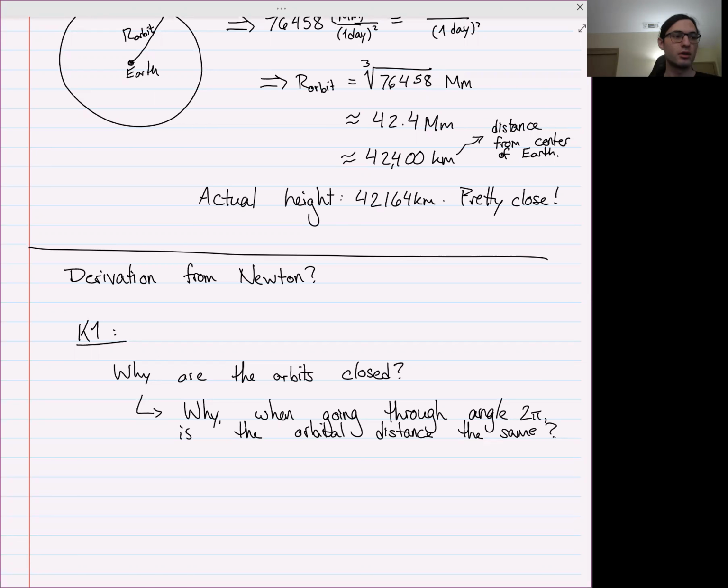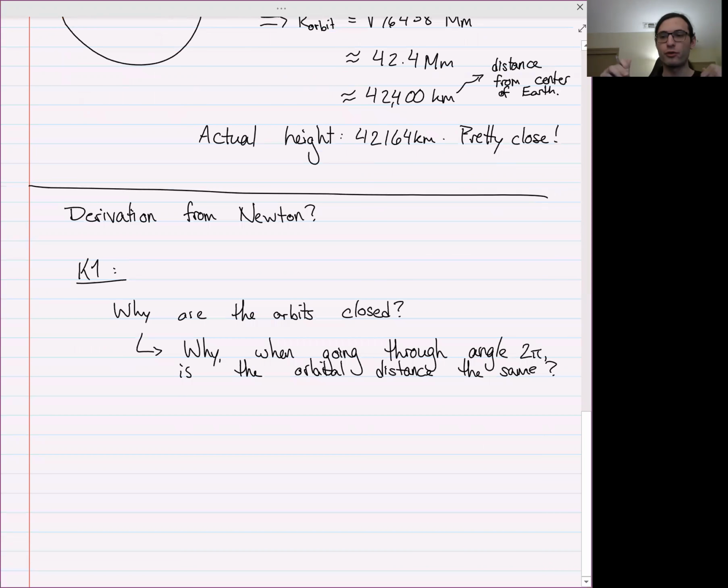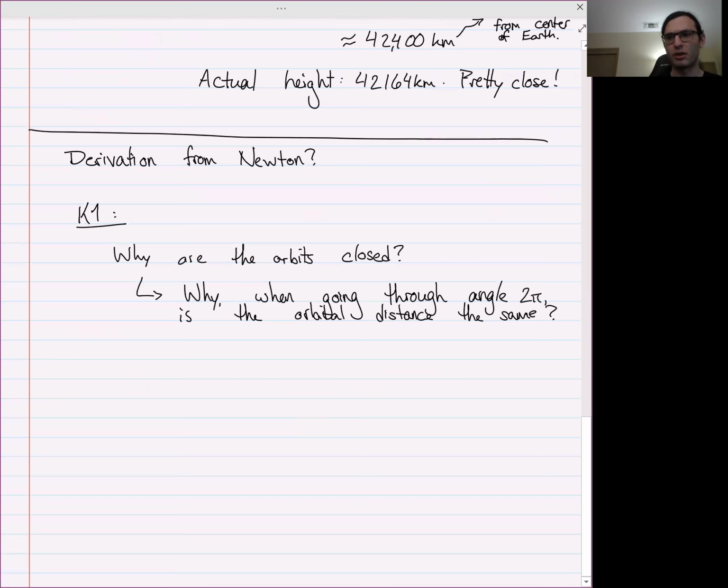Why does that happen? I'm going to give you a rough proof, which is rough, but hopefully it'll get the point across of why this has to be the case. This is going to use Newton's second law and Newton's universal law of gravitation. I'm putting "proof" in quotes because it's not precise.